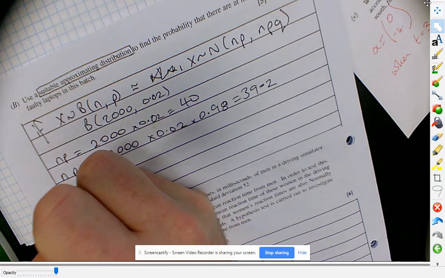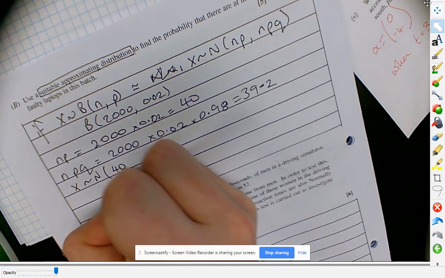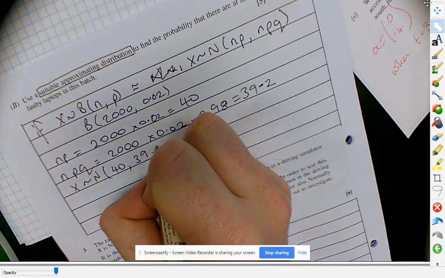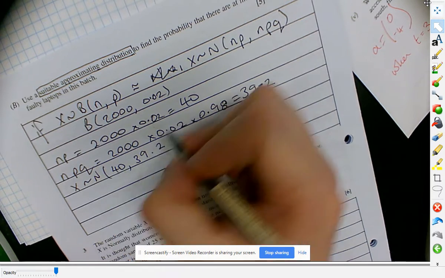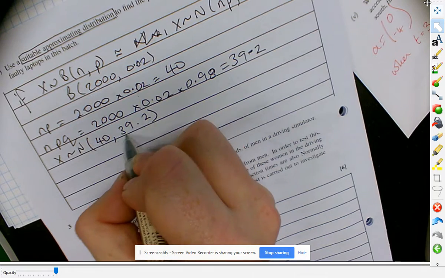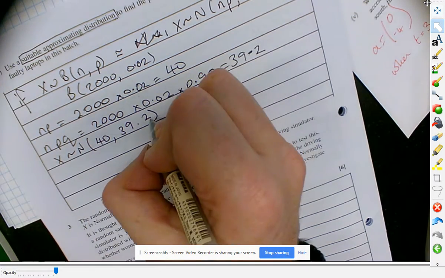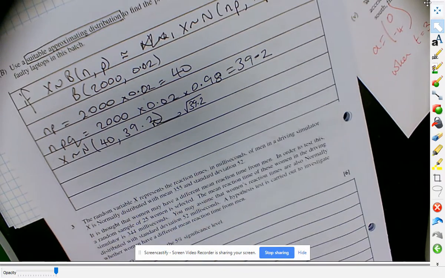So we've now got X to be normal, 40, 39.2 as my sigma squared. Remember, when you're using that in the calculator, we always type sigma in. So when we type that in, we're going to use root 39.2.